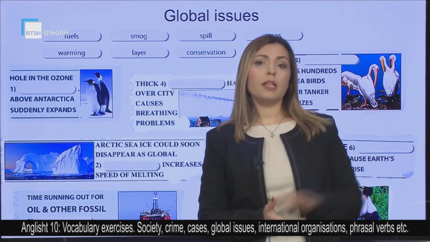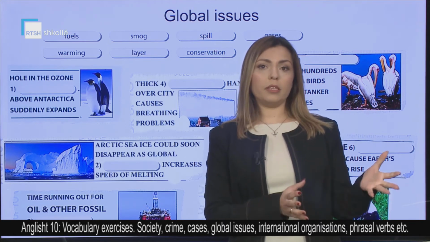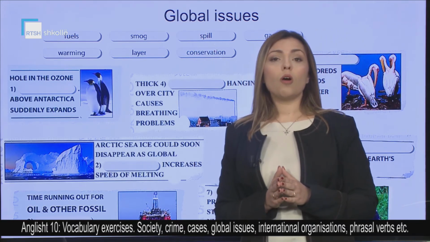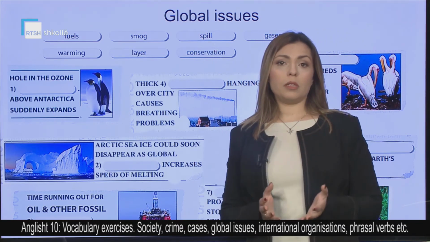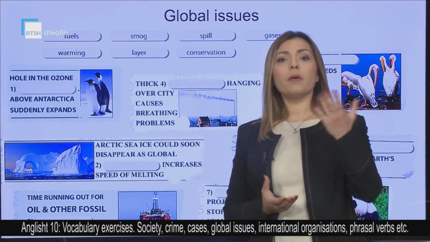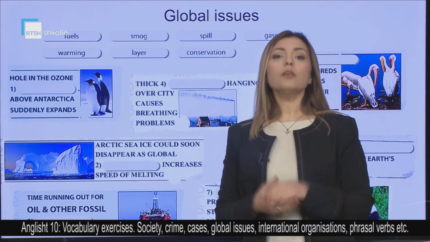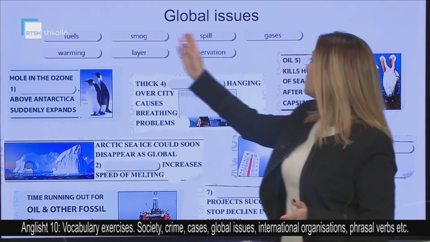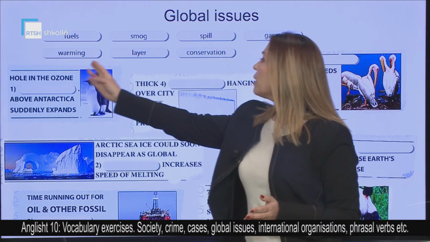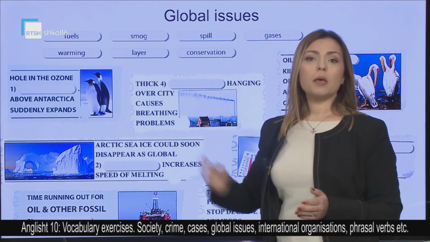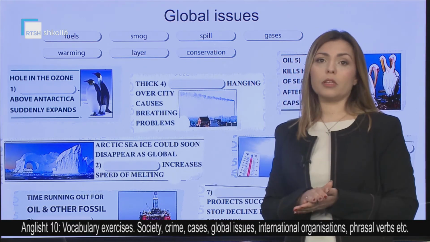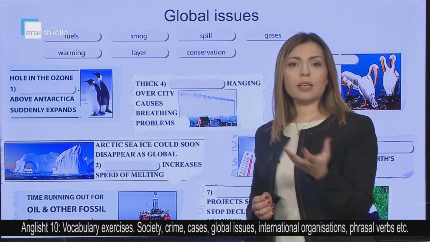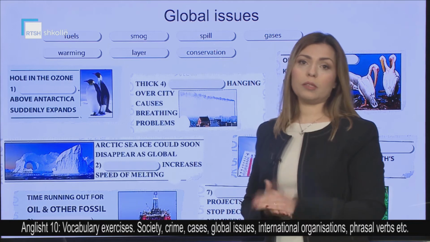Now, we're going to continue with a different topic. We're going to leave this justice system and politics, and we're going to focus now on some global issues, some global problems that you have been dealing with, that you have been doing projects on at school, but we're going to focus on some words now. We've got fuel, smog, spill, gases, warming, layer, and conservation. Many times a word might seem difficult, but when you look at the pictures and when you see the sentences, you can see that they are not that difficult to understand.